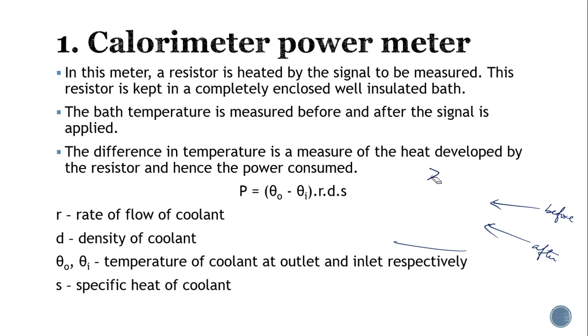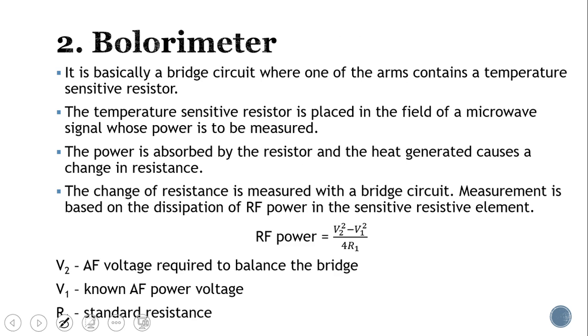And you have an equation for this particular method, the calorimeter: theta 0 minus theta I into RDS. All the parameters are given over here. You can just go through it. Okay, so this is the basic operating principle. The temperature difference is measured. Next, you have the bolometer.